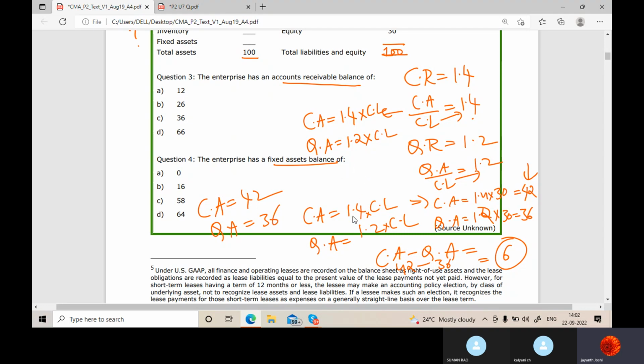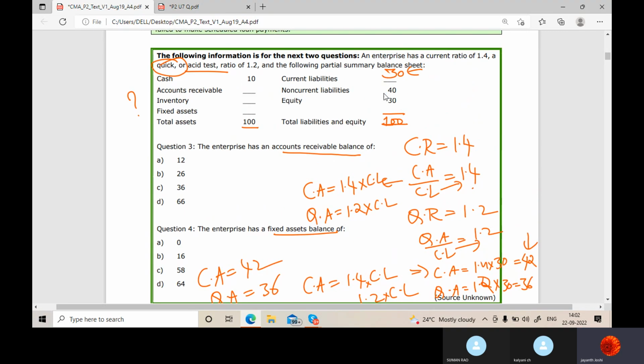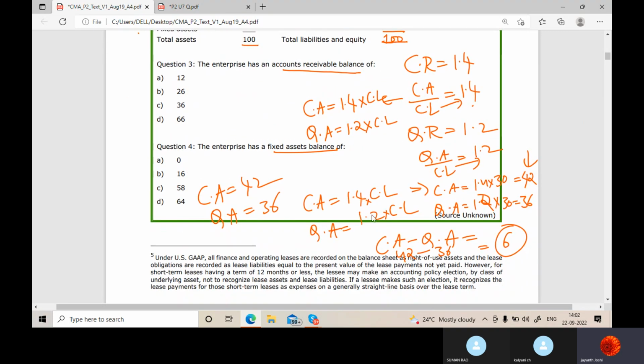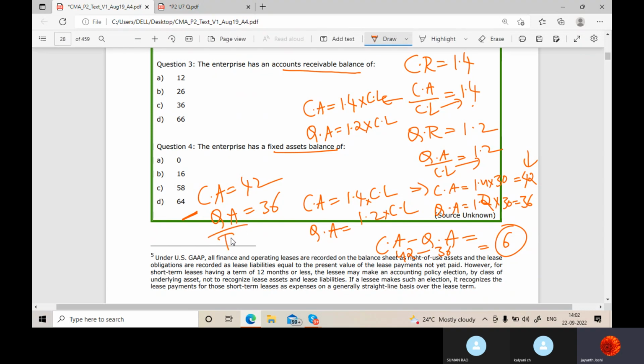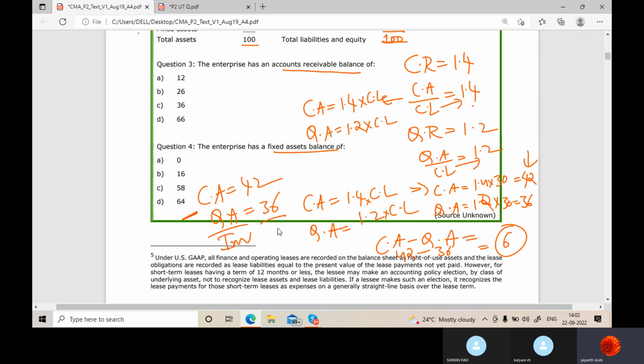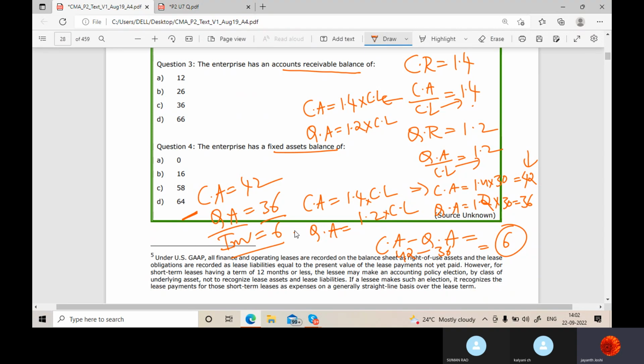So 1.4 into 30 is 42, because my current liability happens to be 30, which I've already found out. And 1.2 into 30 current liabilities is 36. Now 42 minus 36, or current assets minus quick assets, is what? Inventory, which I've already discussed with you. That is 6. Now any doubts?